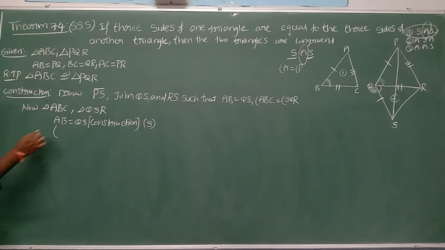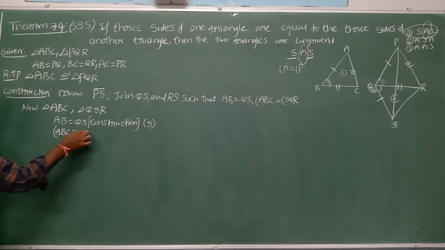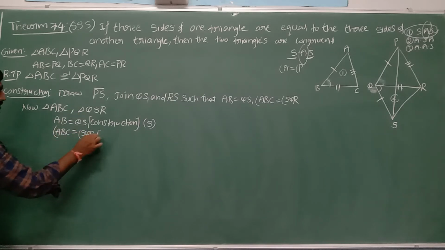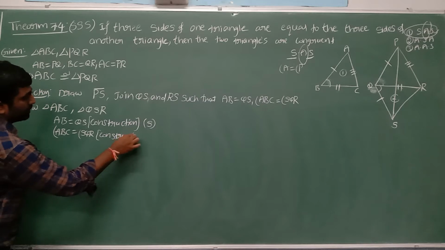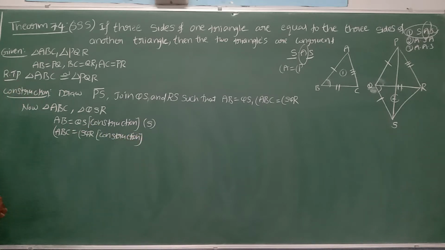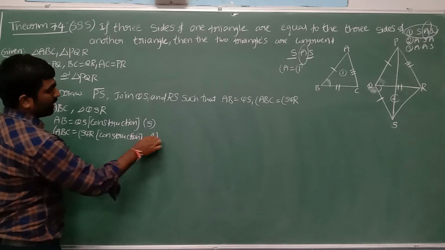First triangle, angle B. How can I write? Angle ABC is equal to... What about angle SQR? So how are they equal? This is also by construction, so they are equal. AB is equal to QS. Okay. Now I got one angle equal.